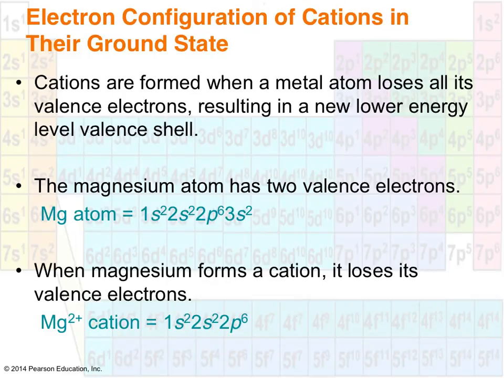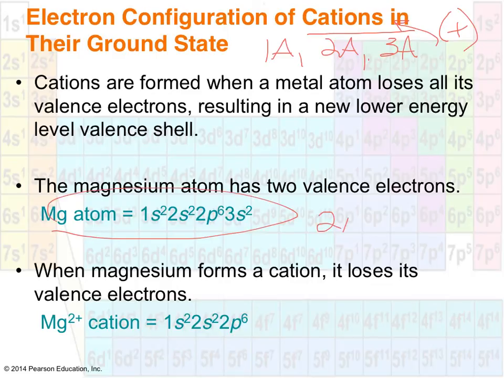Last slide. Electron configuration of cations. Groups 1A, 2A, and 3A tend to lose electrons and become cations with a positive charge when they chemically react. Magnesium is in group 2A. It has 2 valence electrons. Double check that: the highest energy level is 3, and there are 2 electrons in that highest energy level. So when magnesium reacts, it tends to lose the 2 valence electrons it has. If you were to write the electron configuration for the magnesium cation, just take away those 2 valence electrons.